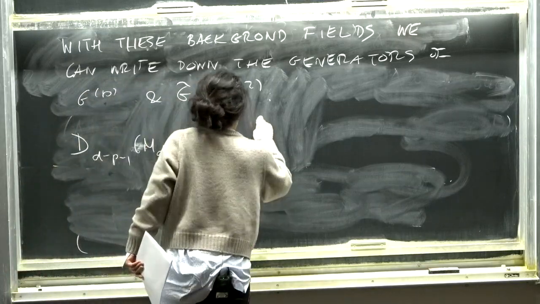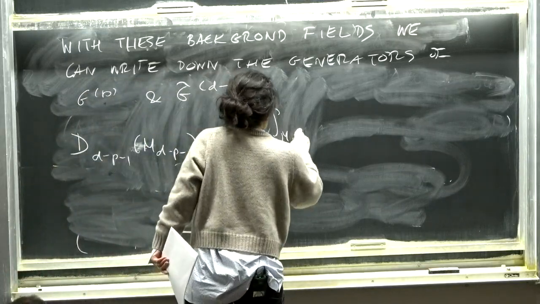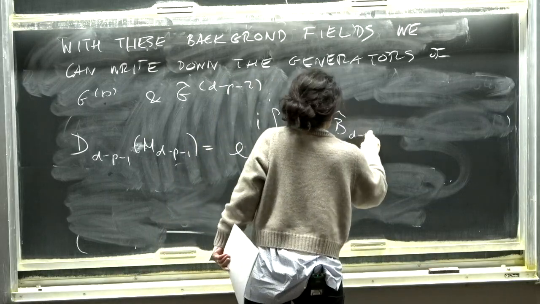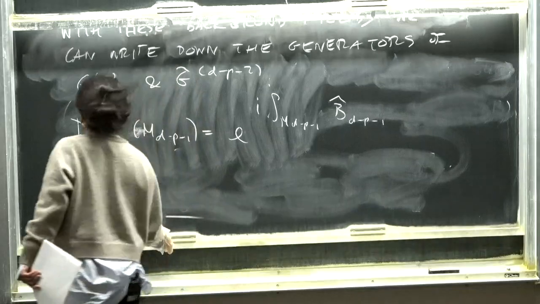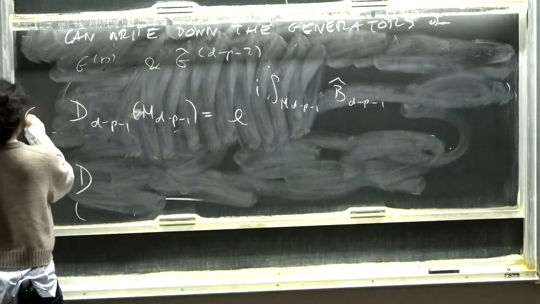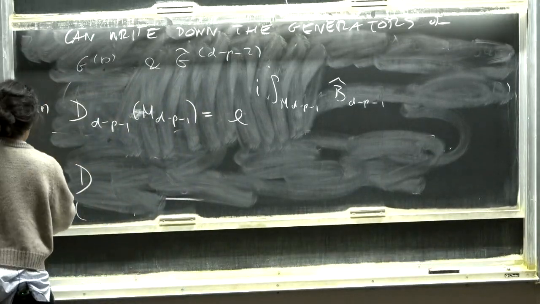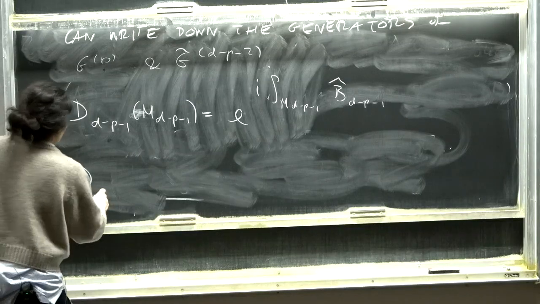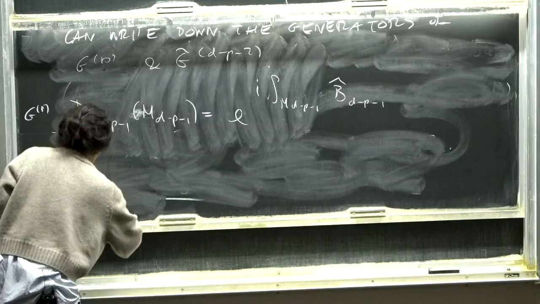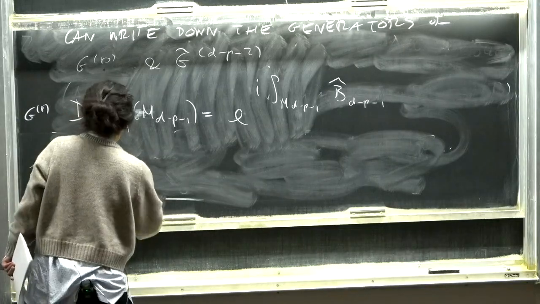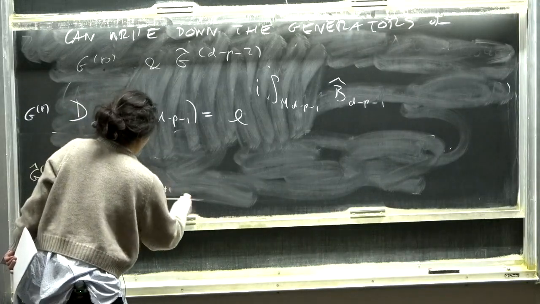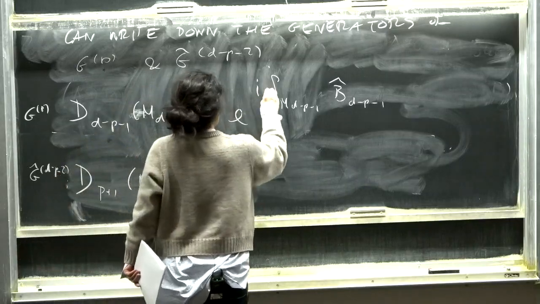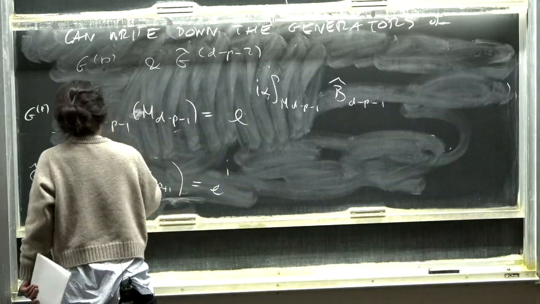They're just the holonomy integral of this B hat. And this is for G^(P). And for G hat, these are now P plus 1. And then e to the i, some parameter if you want, alpha.